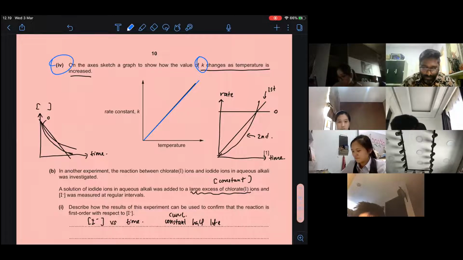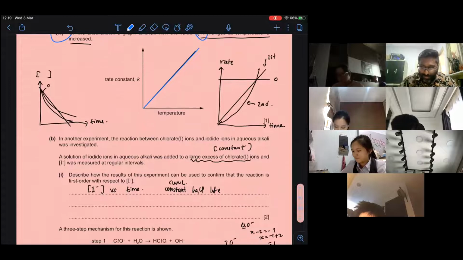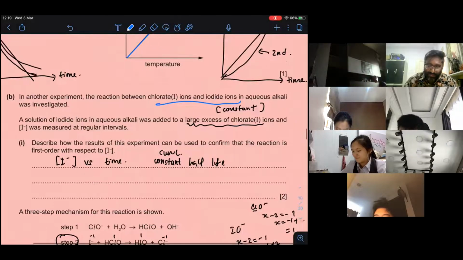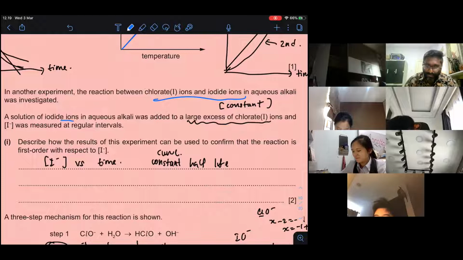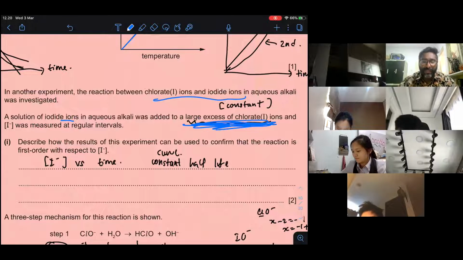Now, part B, in another experiment, the reaction is going to be between chlorate(I) and iodide ions. Please take notice of this. A solution of iodide ions in aqueous alkali was added to a large excess of chlorate(I) ions. Do remember last time I told you, when you want to investigate only one particular ion involved in the rate equation, we need to use another ion which is going to be in large excess because we want to make it become constant.